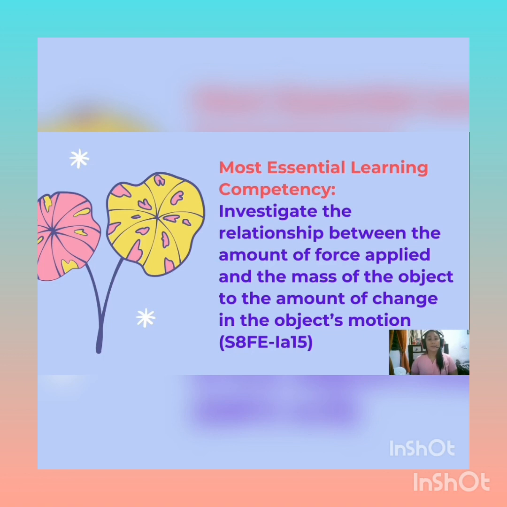This lesson is aligned with the most essential learning competency. The aim of this lesson is for you to be able to investigate the relationship between the amount of force applied and the mass of the object to the amount of change in the object's motion. So for this lesson, we will be looking at the most essential factors for you to be able to describe force. And these are force, mass, and motion.